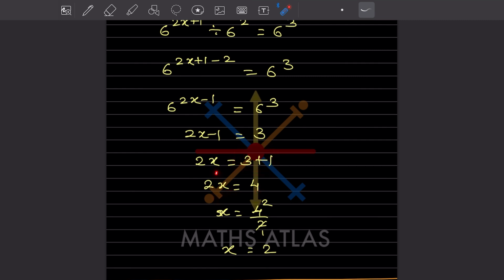So x will be, this is multiplication. So it will go to the other side. It will get divided. So 4 by 2, that will be 2 ones are, 2 twos are. So x is 2.